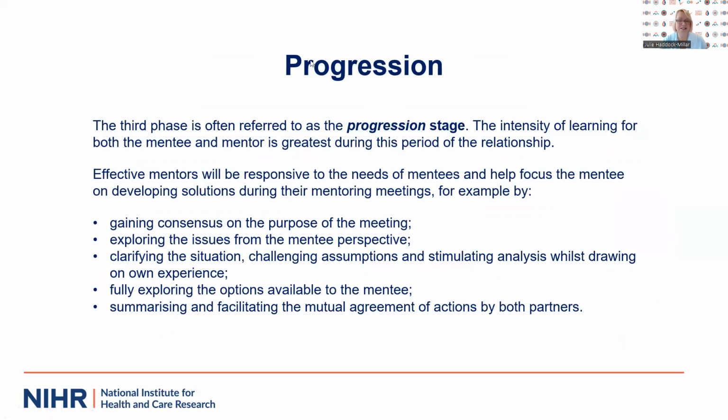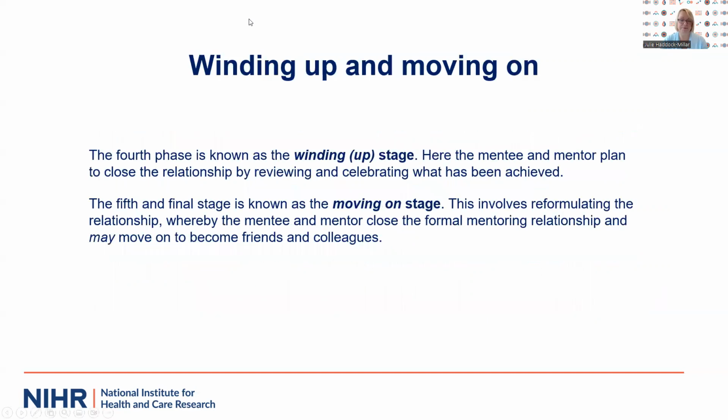Progression. So the third stage is referred to as progression, where the intensity of the learning is often heightened, perhaps at its highest level in the mentoring relationship. Exploring issues from not just the mentee's perspective, but a whole variety of lenses, perhaps. Clarifying the situation, challenging assumptions, exploring options, summarising, facilitating action, commitment. So often we see significant change and transition in the progression stage of the mentoring relationship.